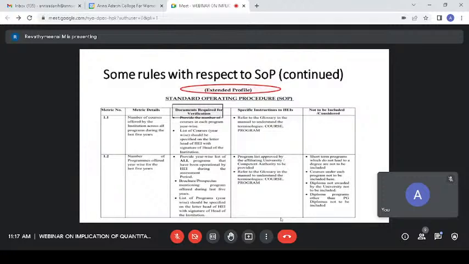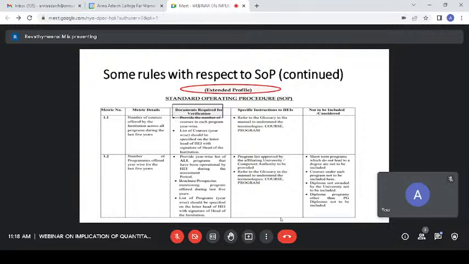Yeah. Some rules with respect to SOPs. Now look at this. I have deliberately highlighted some areas over here that you're able to see. You're able to see a highlighting done on the extended profile. Extended profile is very important. We need to fill up our data very carefully. When you start filling up the SSR, what comes first is the profile of the institution. After you have filled up the profile of the institution, then comes the extended profile. This extended profile in the new system will have only 3 questions, or the data to be filled up for 3 areas. That would be student number, teacher number, and something more.